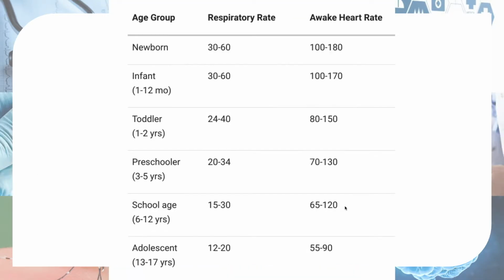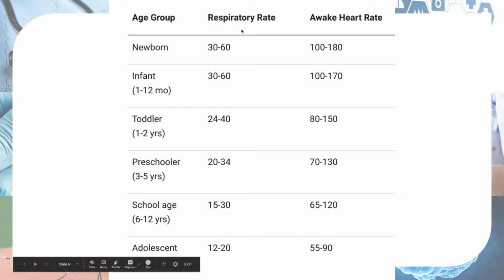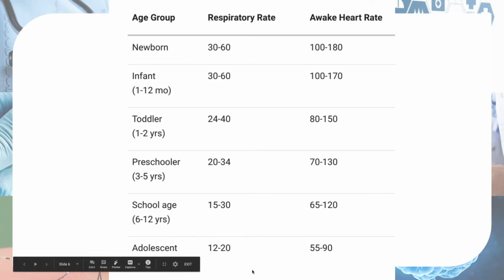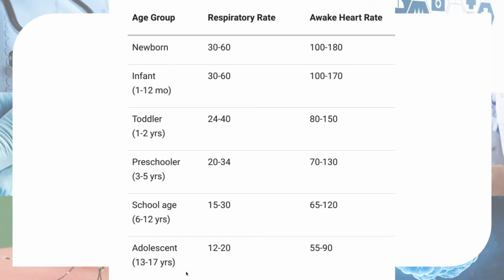Next one is from the University of Iowa, their website. We'll be looking at the respiratory, and the age group first. Newborn, they didn't specify the age, but infants, they say 1 month to 12 months, so I assume newborn is before 1 month. Toddler is 1 to 2 years as well. Preschooler, 3 to 5 years. School age, 6 to 12 years. Adolescent, 13 to 17 years.